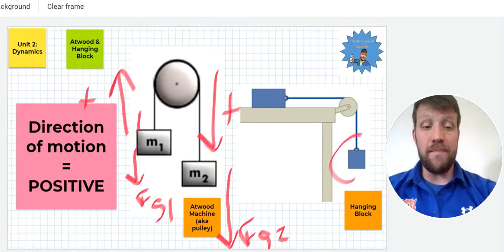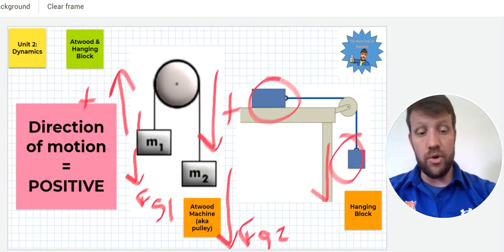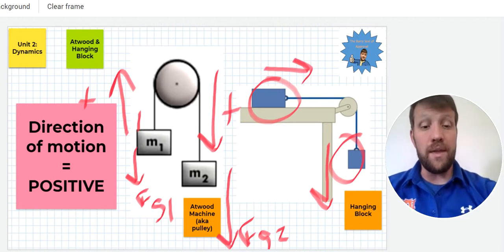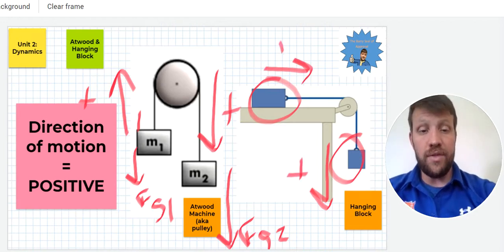You might also see a hanging block problem. Well, let's say this mass right here is more massive than this, despite how it looks right now. All right? This implies then that there's going to be motion in this direction and thus motion in this direction. So we're going to make this positive and this positive.